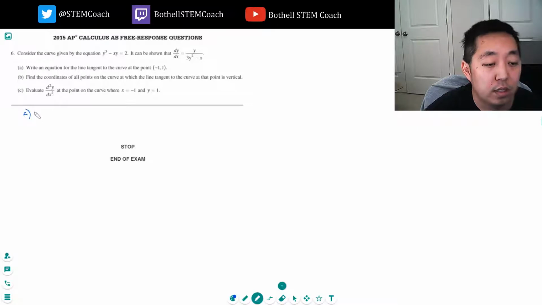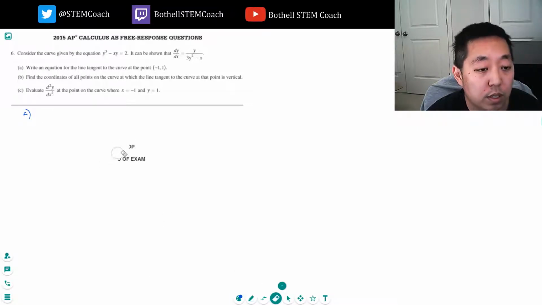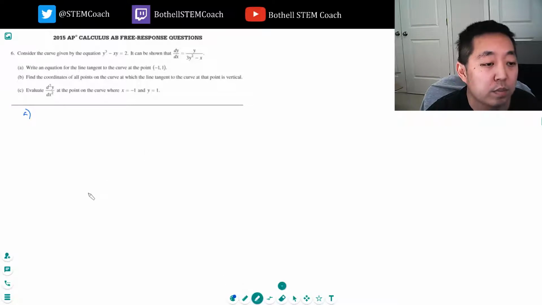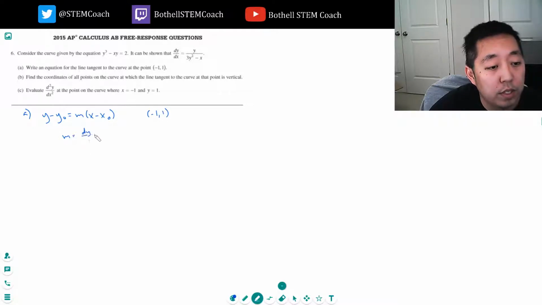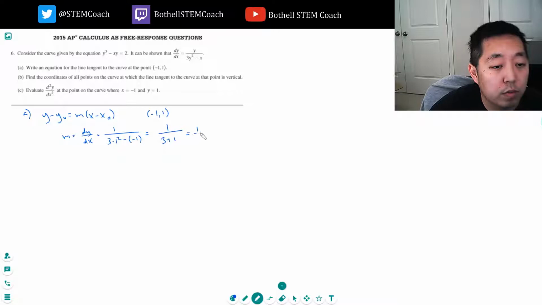Okay, so I'm going to erase this stop of exam part, just give me space. For the tangent line at the point, I use slope-intercept form, or point-slope form. The point is already given to me, (-1, 1). Now m is simply what the derivative is at that point, which would be 1 over 3y squared minus x. I just plug in the x and y from here into here. 1 over 3 plus 1 equals 1/4.